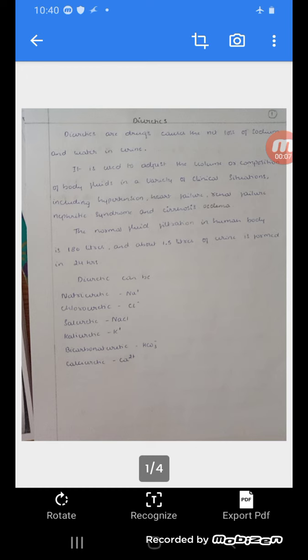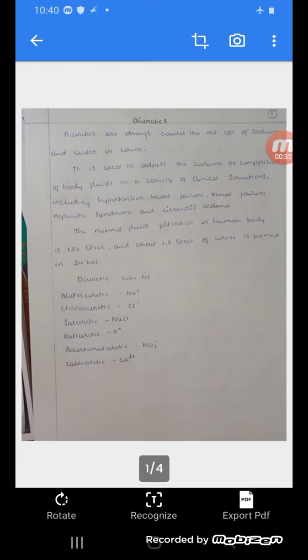Diuretics are the drugs that cause net loss of sodium and water in the urine. Another definition is that diuretics increase the production of urine. They are used to adjust the volume or composition of the body fluid in a variety of conditions, which include hypertension, heart failure, renal failure and edema.